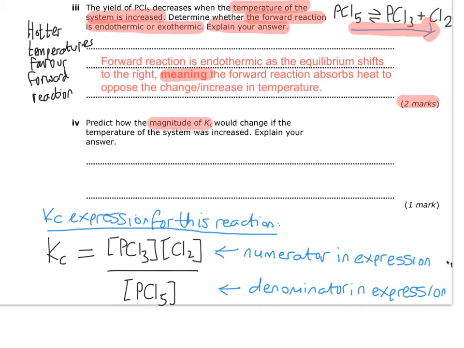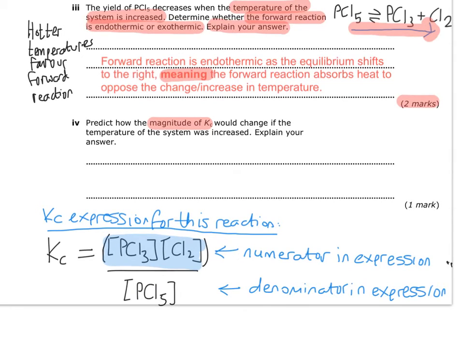So we've already decided and established that the temperature of the system is increased, and what happens is that favours the forward reaction, which means that the numerator in the expression, in other words, all of this, so my numerator is all of this lot here. So all of that gets bigger, because that's the right-hand side.